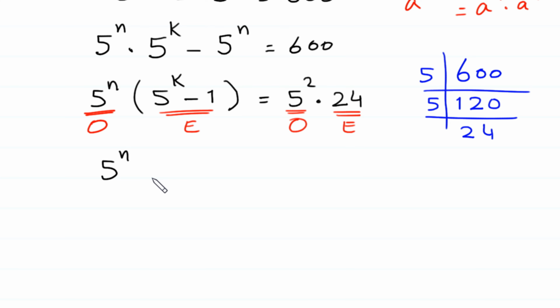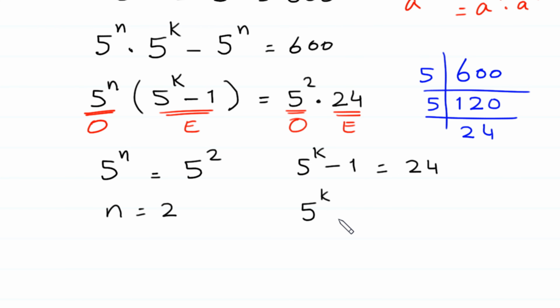5 to the power n is equal to, at right side the odd number is 5 square. From here n is equal to 2. Now we write this even number equal to this even number 24. 5 to the power k minus 1 is equal to 24, and we move this negative 1 to the right side. 5 to the power k is equal to 24 plus 1, 25.